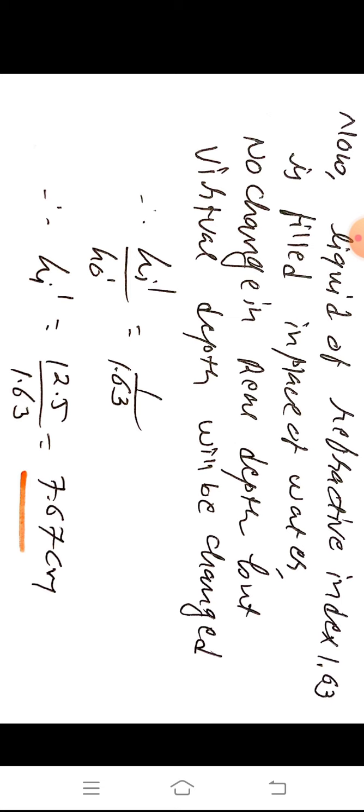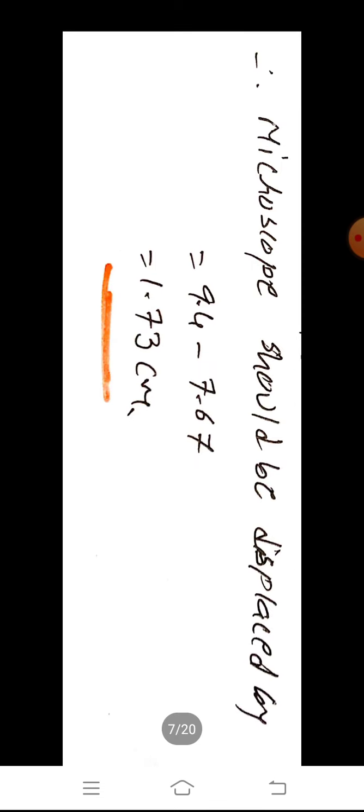Whenever the water is replaced by the liquid of refractive index 1.63, then the microscope is focused at 7.67 centimeter to see the image of the needle. That's why the change in position of the microscope is 9.4 minus 7.67, that is 1.73. माइक्रोस्कोप को 1.73 सेंटीमीटर जितना डिस्प्लेस करना पड़े.